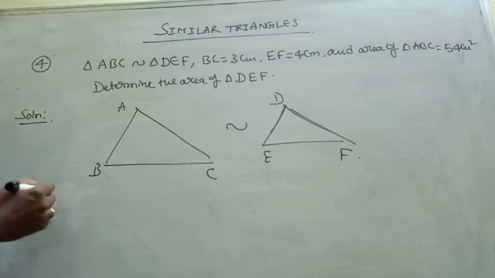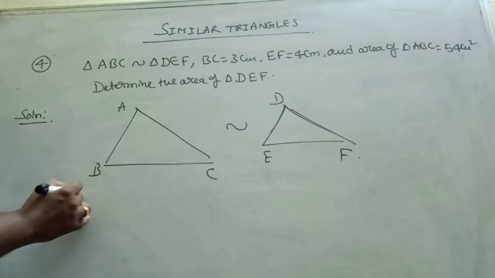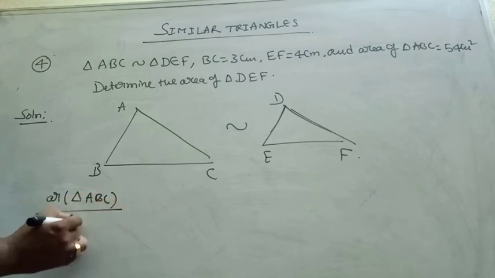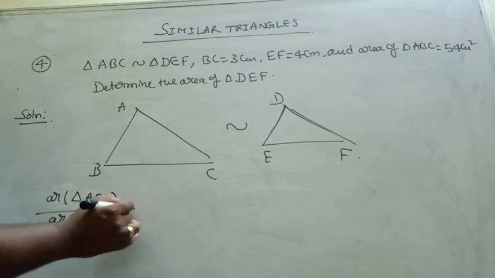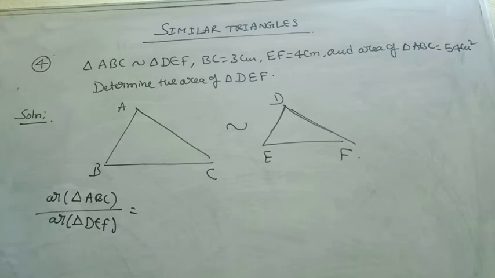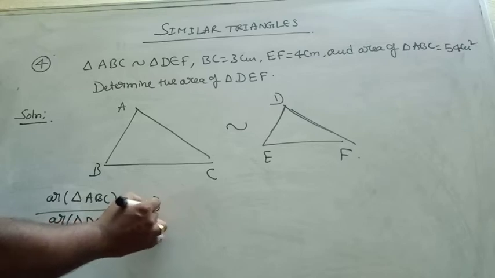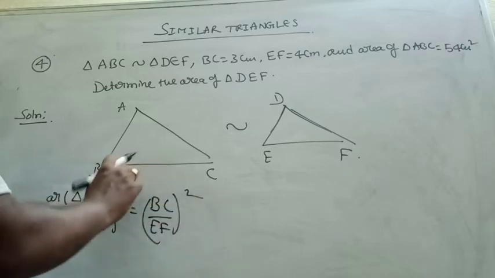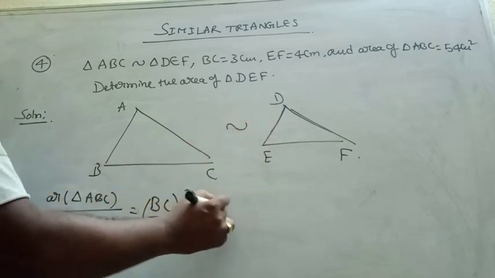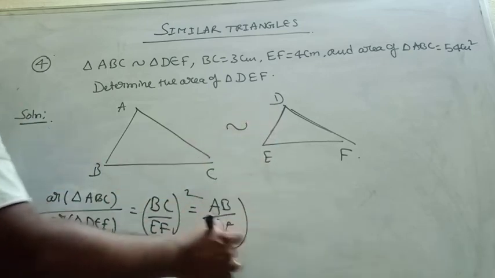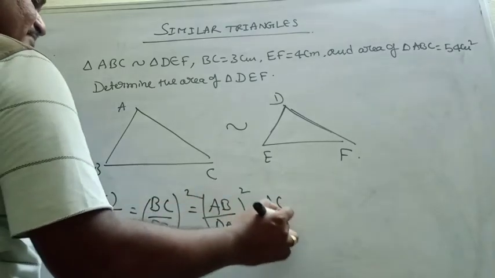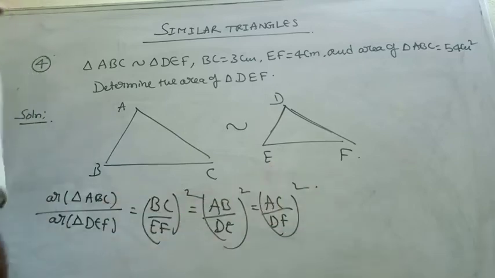We know that once they are similar, the area of triangle ABC by area of triangle DEF is equal to the squares of their corresponding sides. That means BC by EF whole square, which is equal to AB by DE whole square, and this is equal to AC by DF whole square, like this, right?